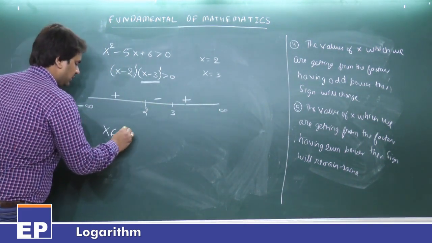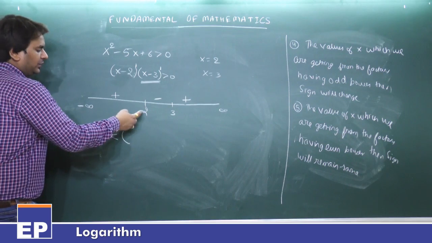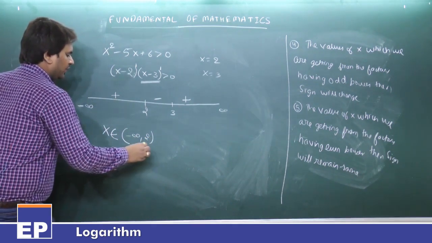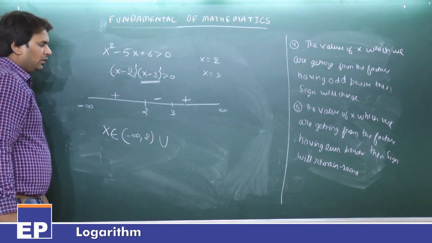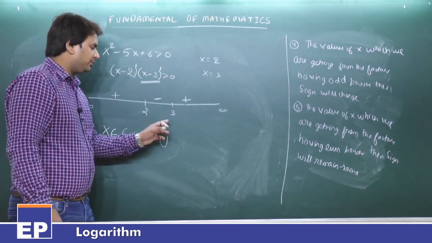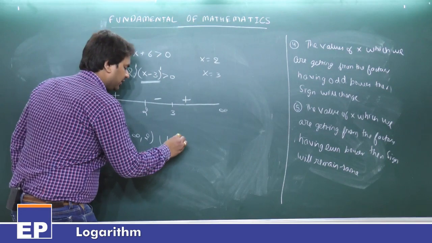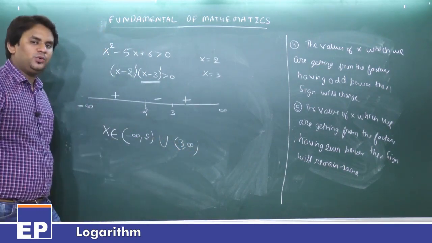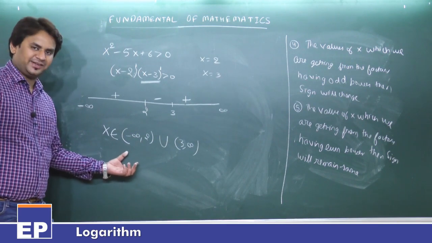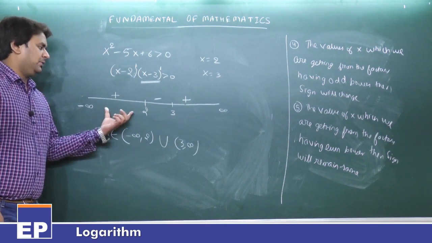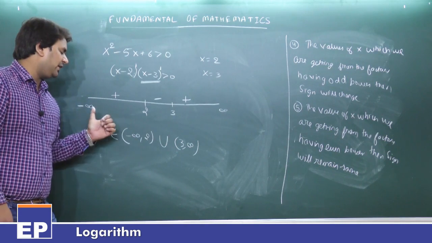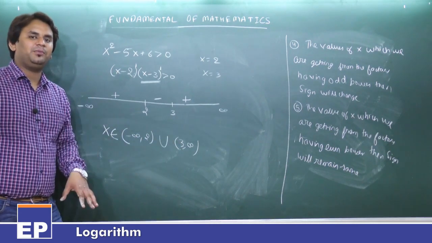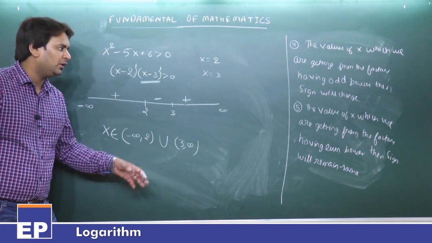X belongs to, in this interval, minus infinity to 2. Union. Next positive sign I am getting from 3 to infinity. Next answer is what? 3 to infinity. In between you have to use the union symbol because you have to combine all the answers. The combination of this plus this is union: minus infinity to 2, union, 3 to infinity. So this is a very simple and basic example of the wavy curve method. Note it down.